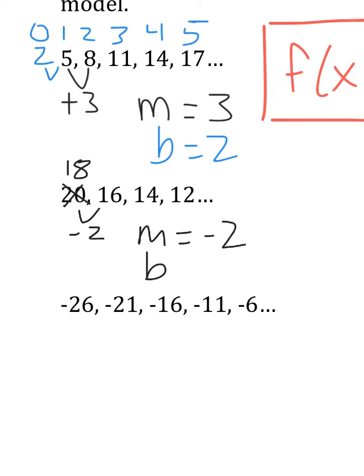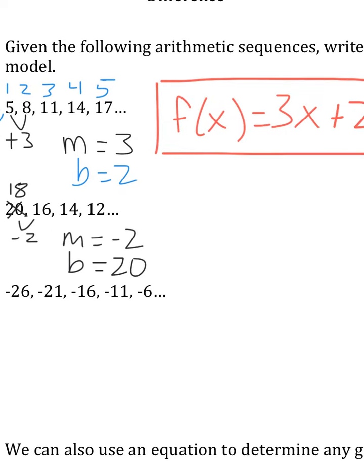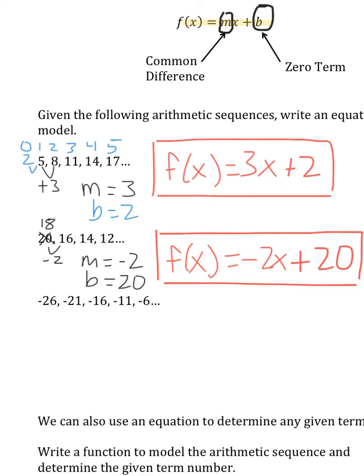Then if we want to find our zero term, we can think, what minus 2 is going to give us 18? Or we can just add 2 to 18, work backwards that way, and we should get that our zero term is 20. So when we write our equation, we have f of x is equal to negative 2x plus 20. And that's our function for this arithmetic sequence.